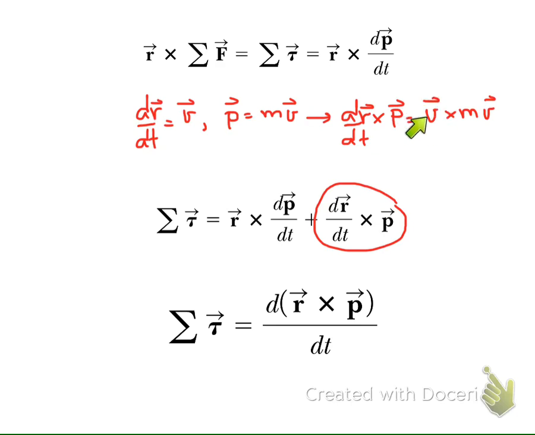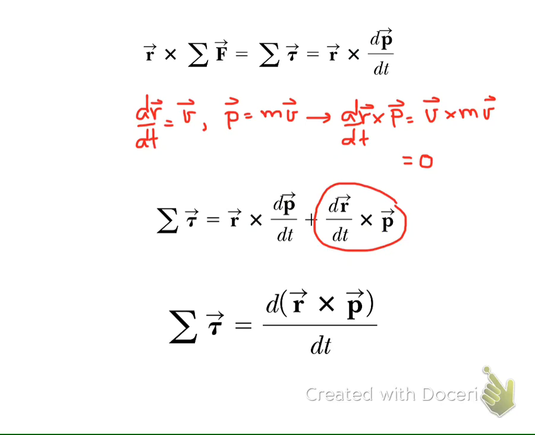But v, the velocity vector, and mv, the momentum vector, must point in the same direction, because m is a scalar. So m times v points in the same direction as v. From the definition of the vector product, the vector product of two vectors that are parallel is equal to 0. So this term is 0. We add 0 to this term and it changes nothing.